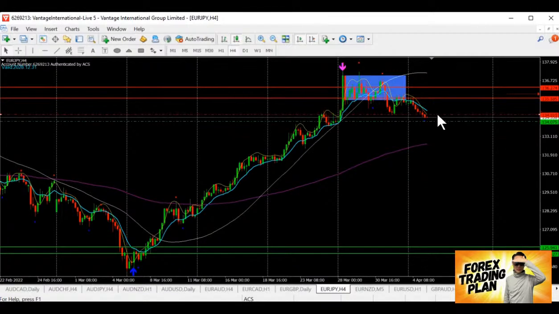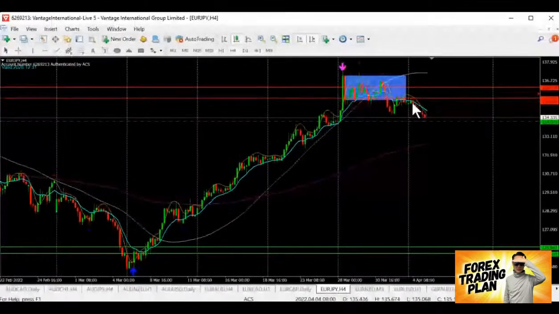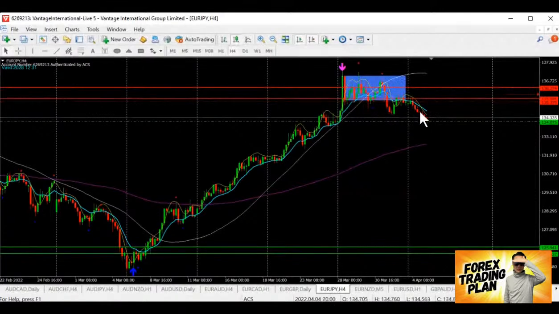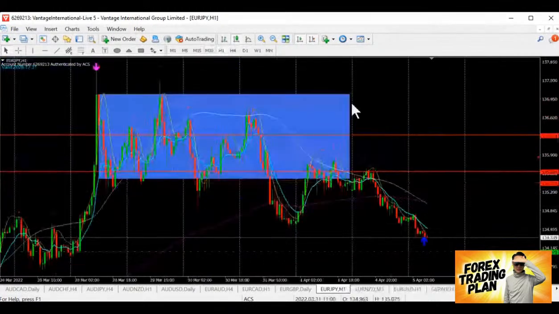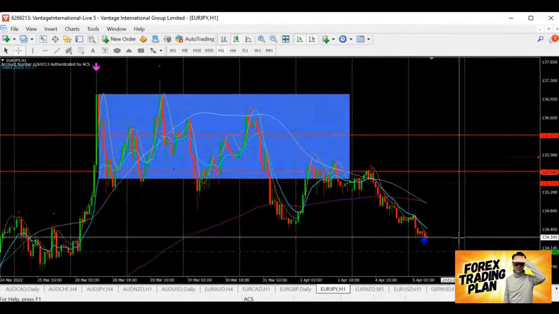Over here, as we can see, the resistance still remains here. After that, it started to fall, yesterday until now. So we are quite near to the support level. Let's check how far we are away from the support level. We have about 27 pips. Can we continue the selling?